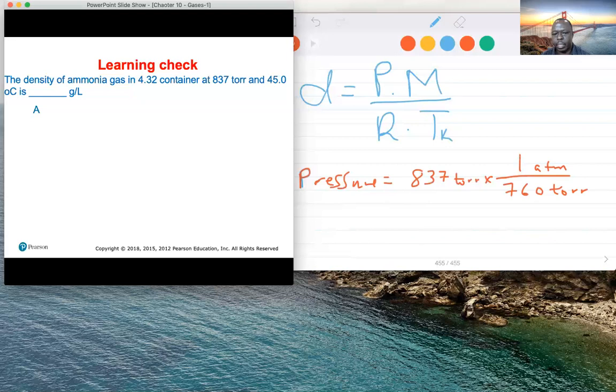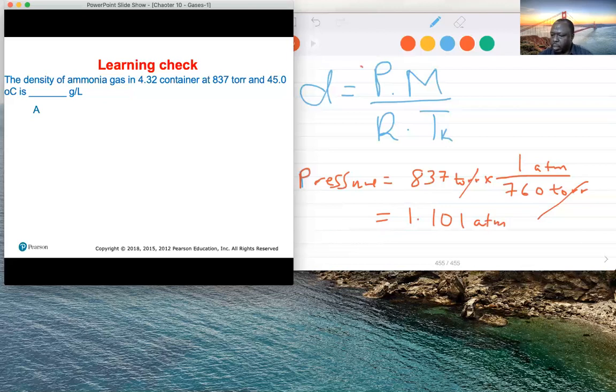You don't need to memorize this. I'm going to give you the equivalent statement: one atmosphere equals this, equals that. You're given it so that you can cancel units. What I'm trying to do is convert the pressure to atmospheres. So 837 divided by 760, and I have 1.101 atm.